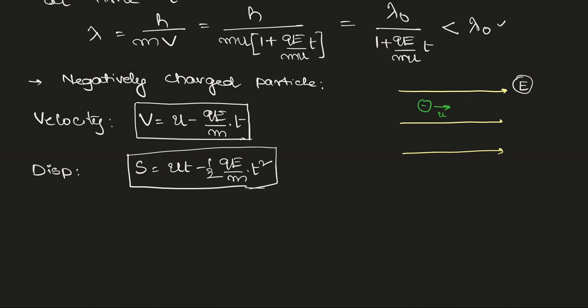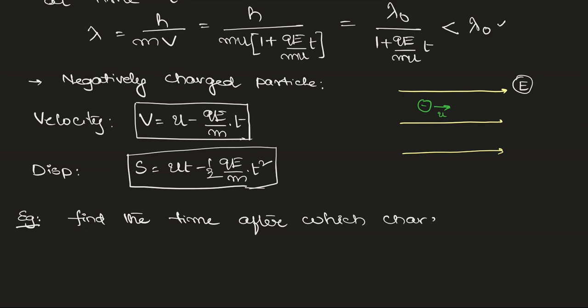So once we know this, here we will have two examples. Of course, one is the de Broglie wavelength example, and the other example is they will ask you like this: find the time after which the charged particle comes to rest.